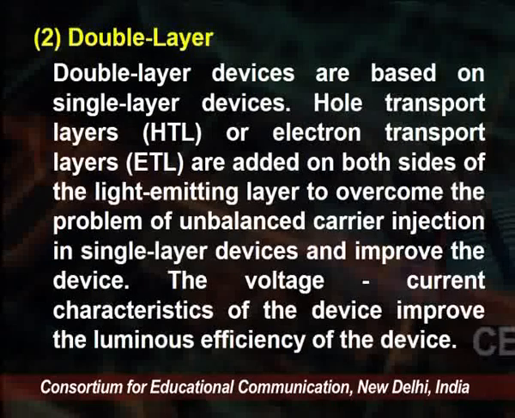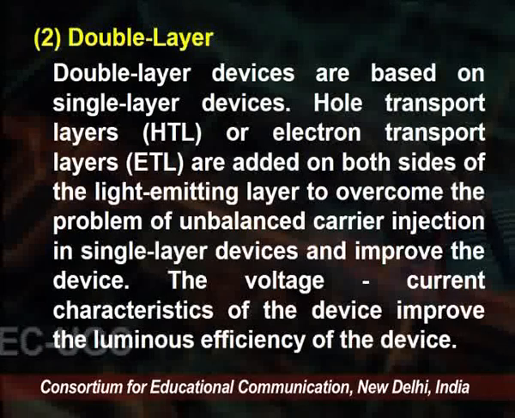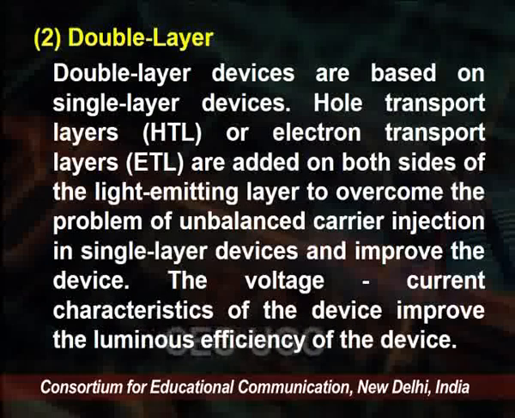Double layer devices are based on the single layer devices. Hole transport layers or the electron transport layer are added on both the side of the light emitting layers to overcome the problems of the unbalanced carrier injection in the single layer devices. And because of this, the device efficiency performance improved, and the voltage current characteristics of the device improve the luminous efficiency of the device. So in the double layer devices, there we add the 2 layers, that is the hole transport layer and the electron transport layer.